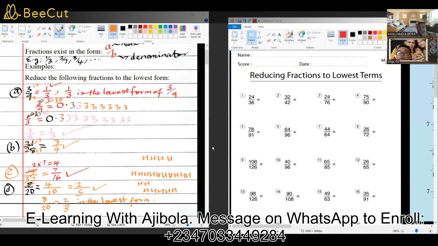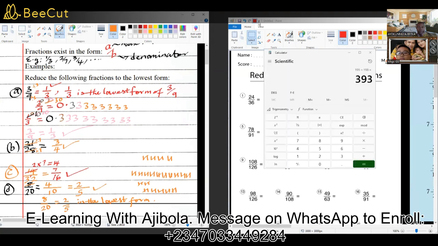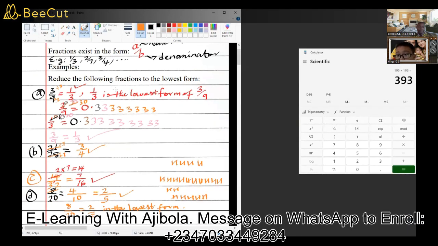I want to share this device now. Hold on, because you might not be able to see all of these on the screen. Can you see the calculator now? Can you see this calculator? Yes. Okay. Now, let me try to check 8 divided by 20, okay?